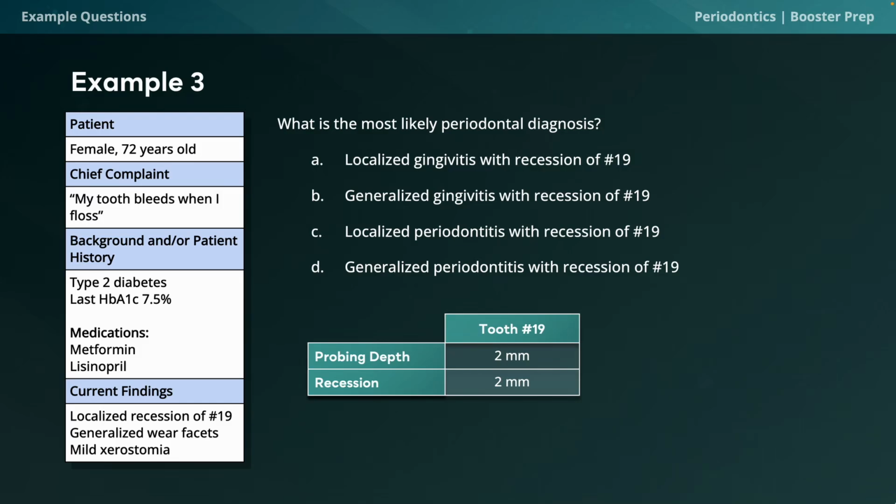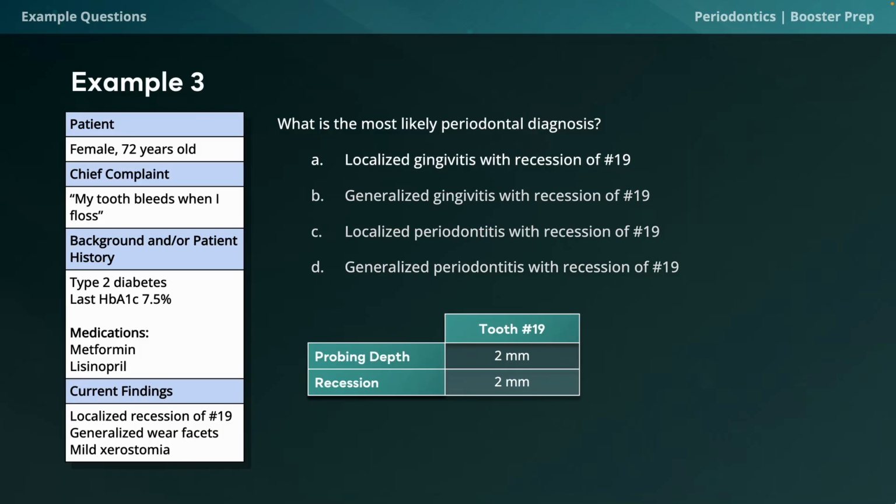We have a female patient who's 72 years old with a chief complaint of, my tooth bleeds when I floss. She is diabetic with an HbA1c of 7.5%. She's taking metformin and lisinopril, and her current findings include localized recession of tooth number 19 with generalized wear facets and mild xerostomia. Tooth number 19 has a probing depth of 2 millimeters, and it has 2 millimeters of recession as well. So, what is the most likely periodontal diagnosis here? Go ahead and pause the video.